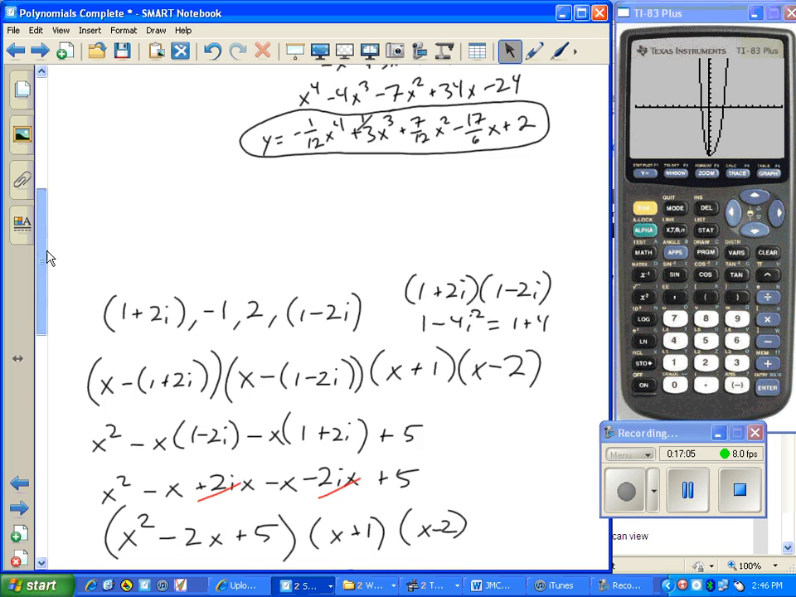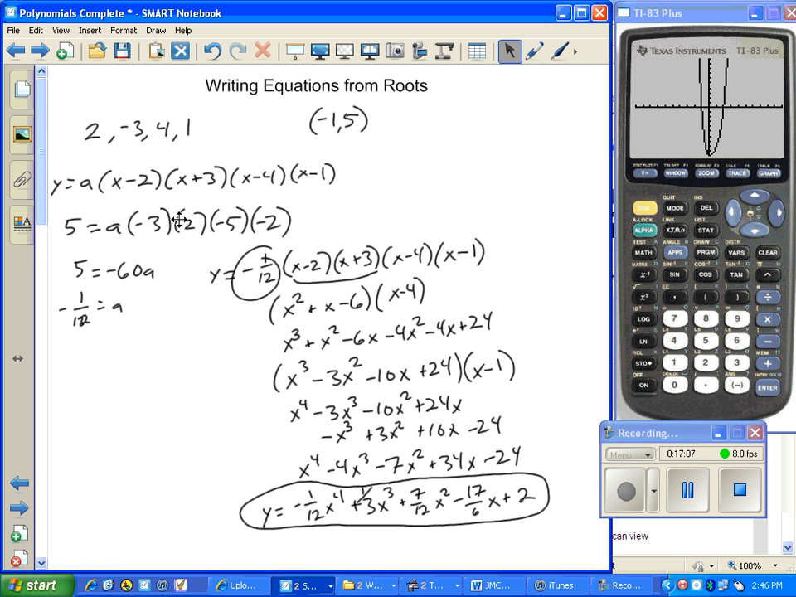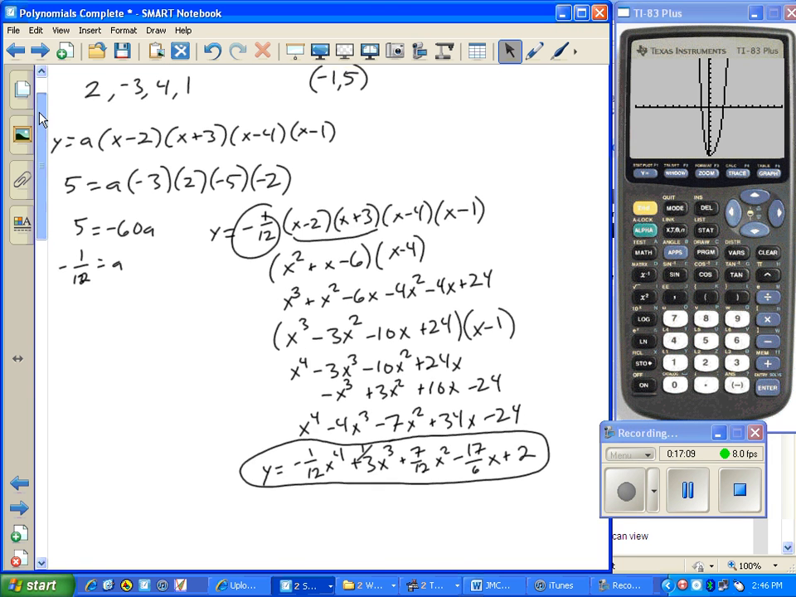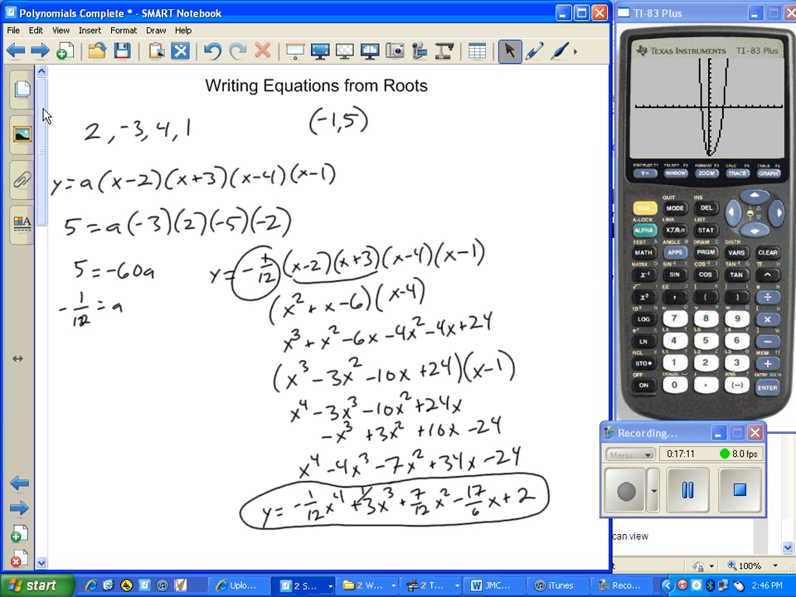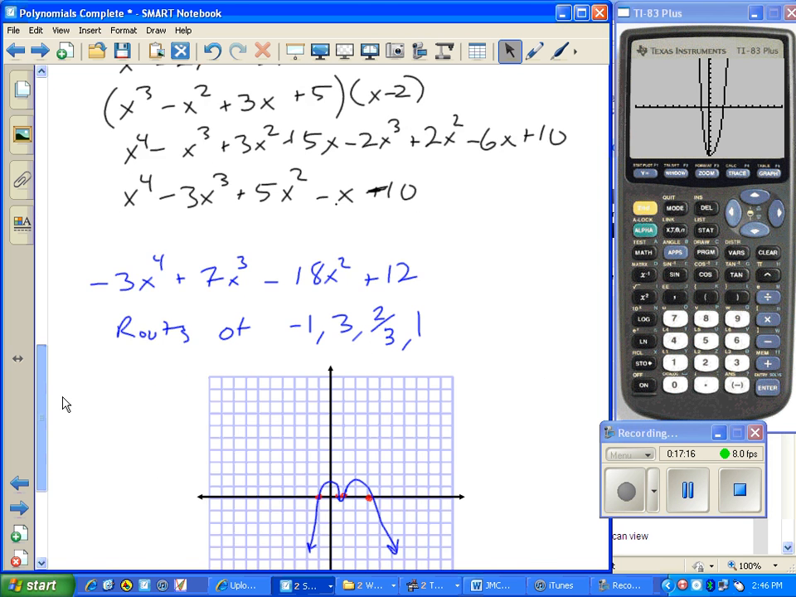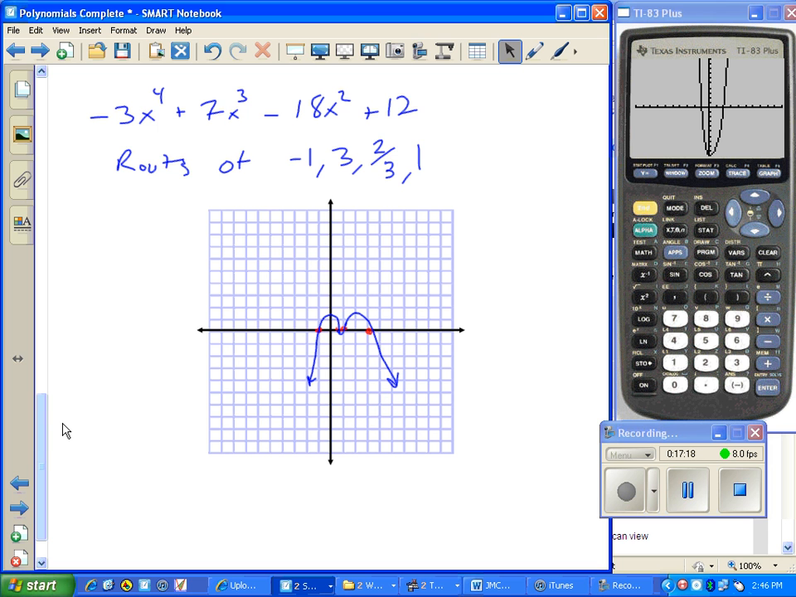So this pretty much wraps up the chapter. Finding roots, finding possible roots, dividing them out, writing equations from our roots, and making just generalized graphs using roots and end behavior. That's important just so you have a general idea of what your graph should look like, in case you don't have your graphing calculator or something like that.